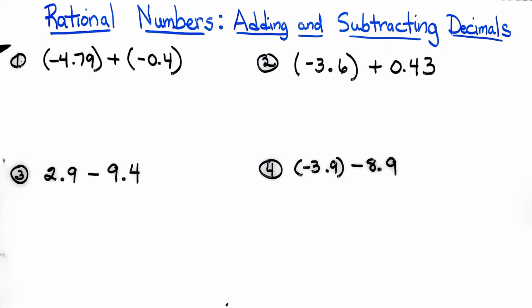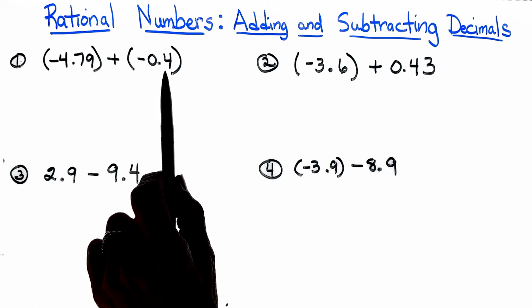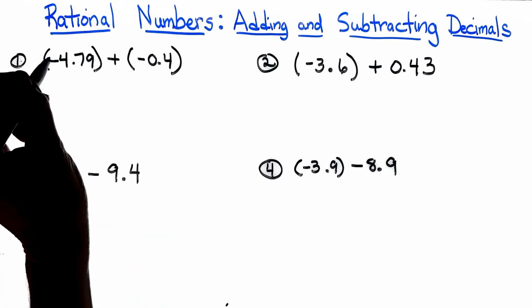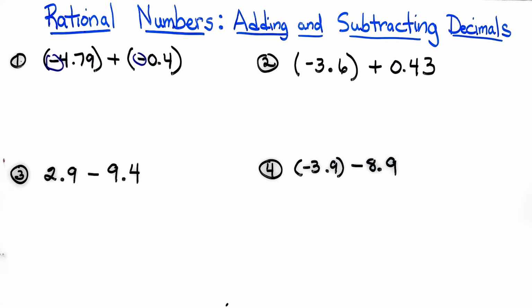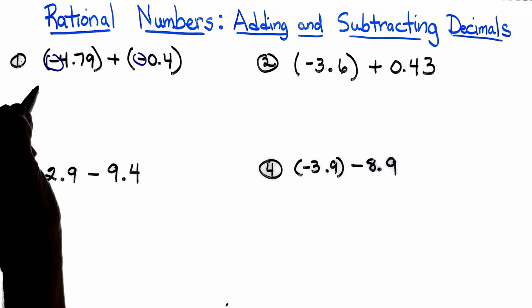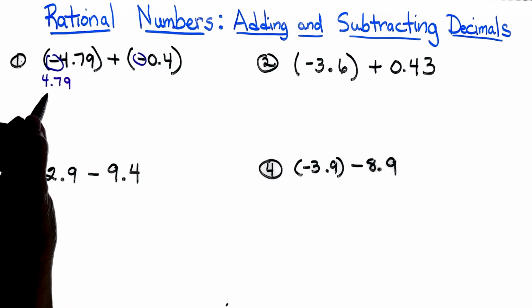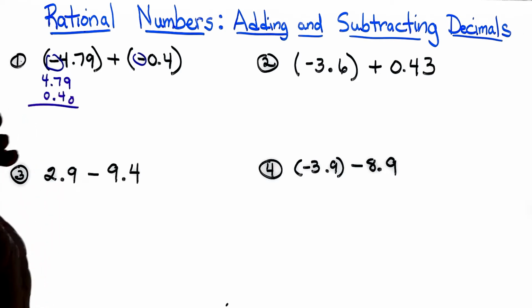So looking at number 1, I have negative 4 and 79 hundredths plus negative 4 tenths. So looking at the problem, notice they are both negative. Well, when you have two negative signs, we are just going to make sure we line up those decimals, and we are going to add them. Because when the signs are the same, you just add.